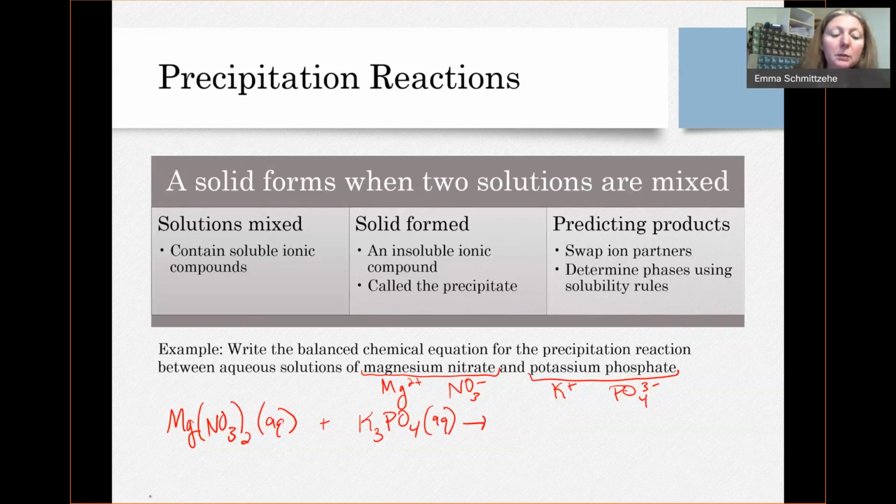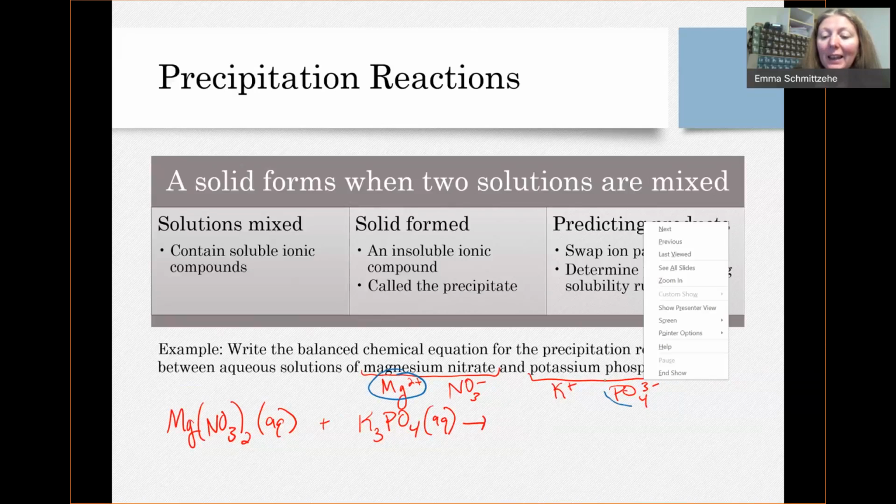Now to predict the products, what we're going to do is swap ion partners. So I wrote out those ions when I was figuring out the compounds. If I was directly given the formulas of those compounds, I would first write out the ions. And then we're going to swap partners. So we're going to look at the cation of the one, and that is going to want to combine with the anion of the other compound.